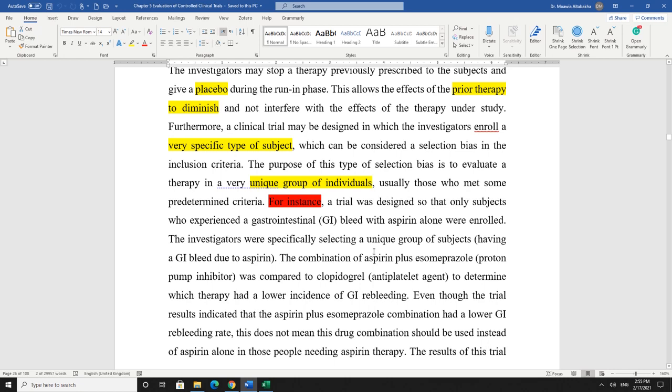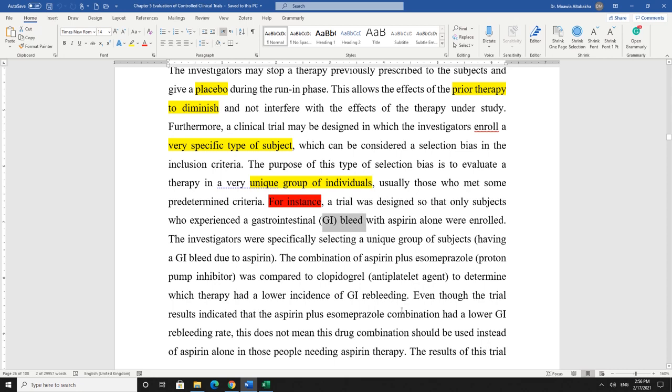Now, so you wanted patients who are taking aspirin. This is in your inclusion criteria. Once they are in your trial, your goal was to see if those who are having aspirin, and then you give them a proton pump inhibitor such as esomeprazole, will that reduce the bleeding, GI bleeding?